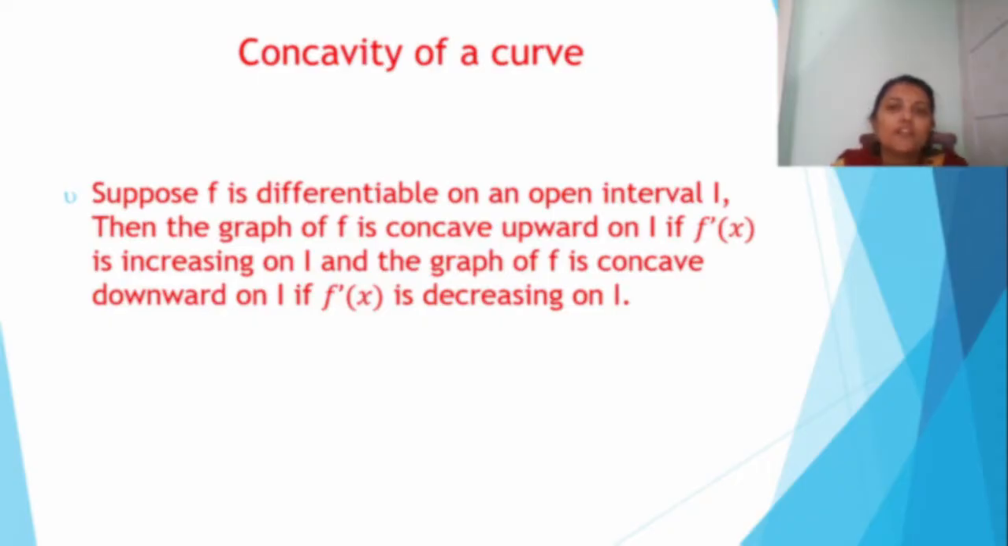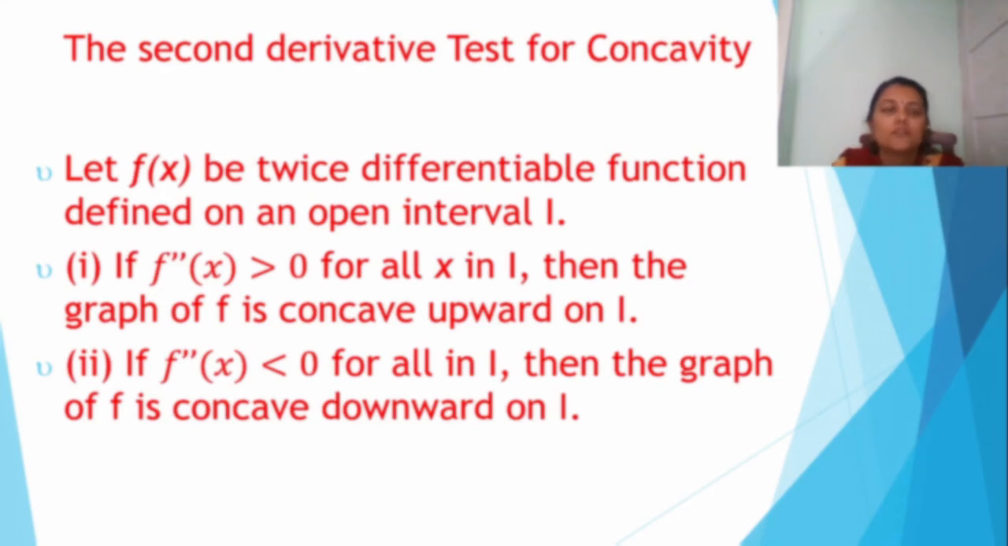Next portion is concavity of a curve. Suppose f is differentiable on an open interval I, then the graph of f is concave upward on I if f dash is increasing on I, and the graph of f is concave downward on I if f dash x is decreasing on I. We know that if f is increasing, then f dash x is greater than 0. So to find the concavity, we have to show that f double dash x is greater than 0. That's the procedure.